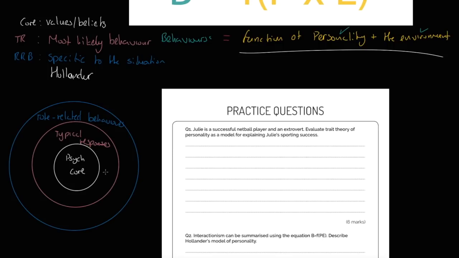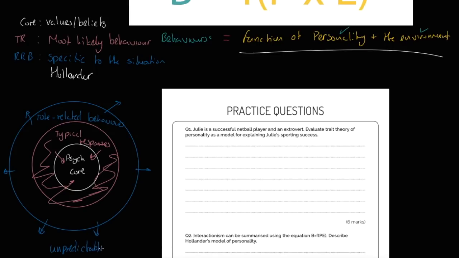So in the typical responses, this area here, the individual is representing their inner core. They're behaving exactly as their psychological core suggests, based on their values and beliefs. But the role-related behaviours are outward facing. They take into account the situation and put on the behaviour based on that situation. And it shows really how behaviours can be unpredictable in an individual.